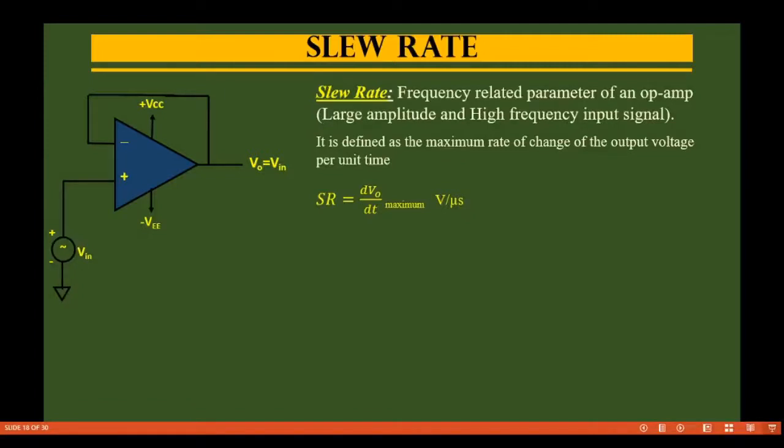So slew rate is denoted as SR, and it is equal to the rate of change of output voltage upon the rate of change in time, and this is the maximum value, that is, how maximum the rate of output voltage changes. The unit of slew rate is volts per microsecond.